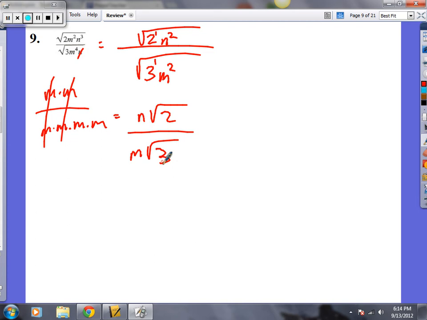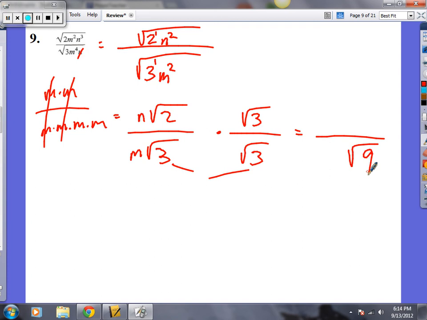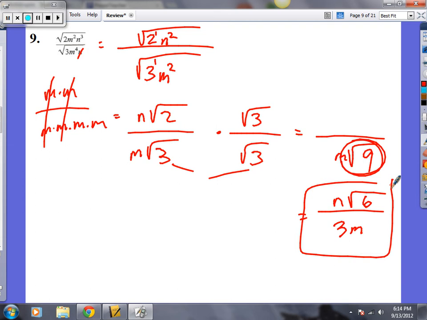Except for there's a rule that says you cannot have a radical on the bottom. So square root of 3, how you're going to get rid of that is you're going to multiply it by a fancy 1. You're going to multiply it by square root of 3 on top and on bottom. So square root of 3 times the square root of 3 is, on bottom you're going to have square root of 9, and on the outside you just have m. And this is sweet because the square root of 9 is a whole number. It's going to be 3, so we're going to have 3m on the bottom. Now on top we're going to have, on the outside n, on the inside 2 times 3 is 6. So that is our final answer.